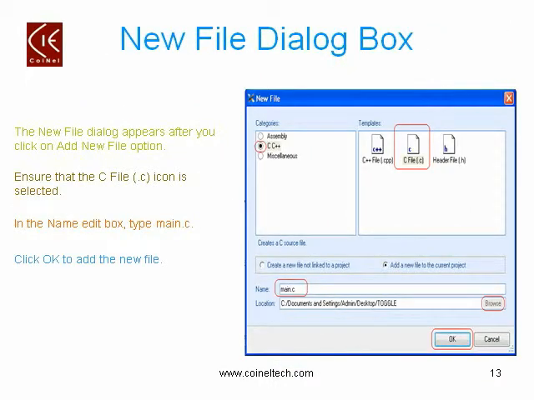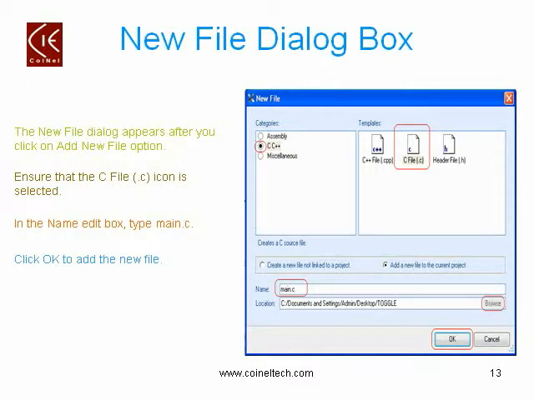After selecting the option Add New File, a dialog box appears. In this slide you could observe that there are panes like Categories and Templates. In the Categories pane you could observe we have options like Assembly, C, C++ and Miscellaneous. So we are using the C, C++ option.